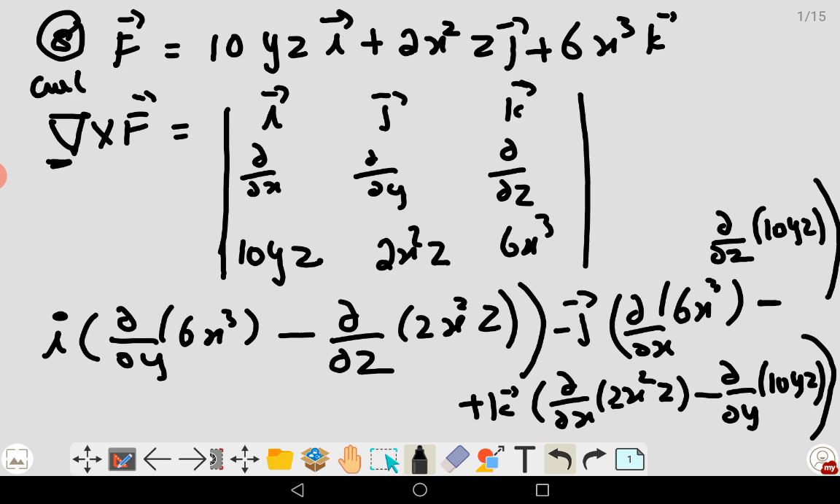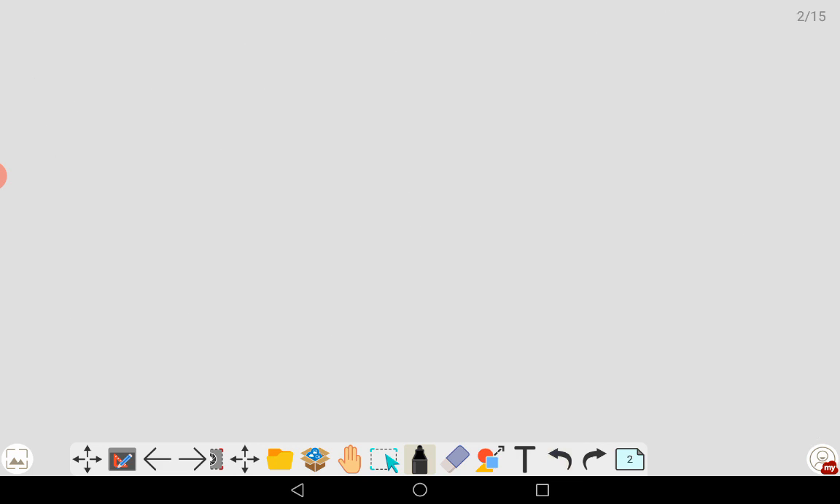So what do you get from here? First one, this is not differentiable with y. There is no y, so this term will be 0. There is z here, so it is negative 2x² for i. So for del cross f, the first element is negative 2x² i.